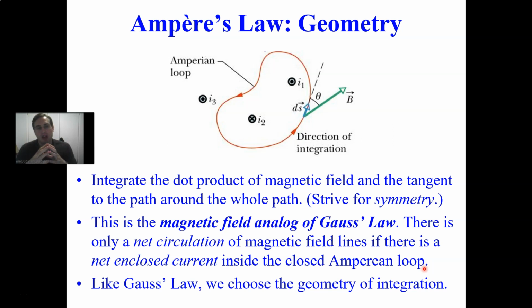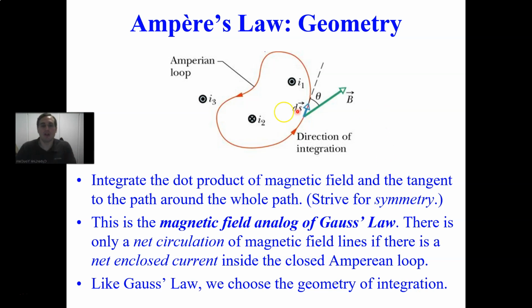flux, and thus to have something. If you know something on the boundary, in other words the flux, you know something about what's going on inside. Ampere's law says if you know something about the boundary circulation of magnetic field, you know something about what's going on on the inside. Now, like Gauss's law, we choose the geometry of the integration, so we don't let the geometry dictate it to us. We choose the Amperian loop.